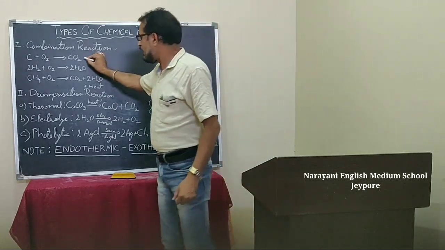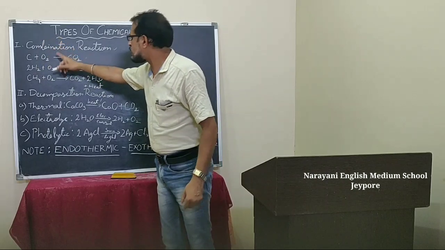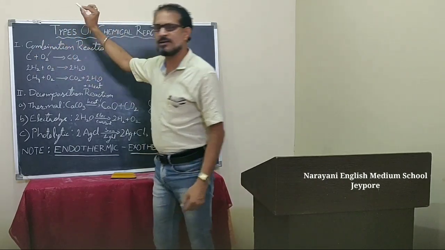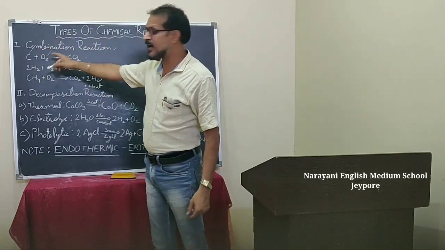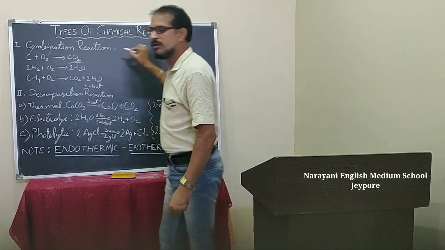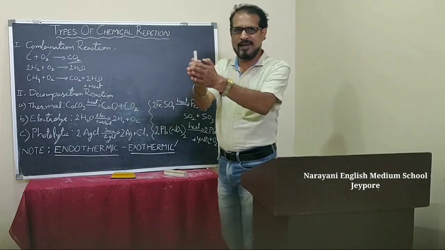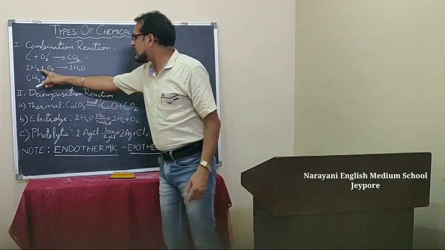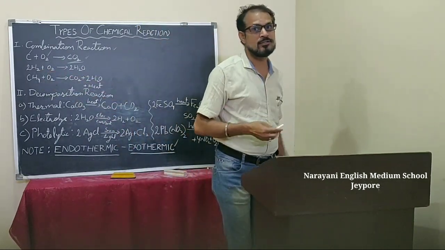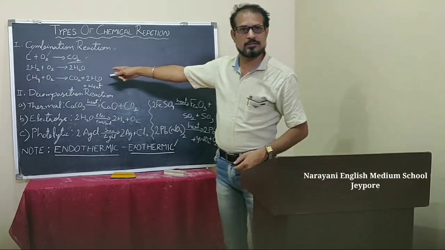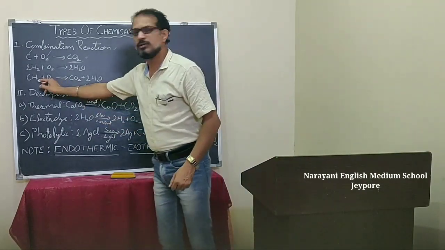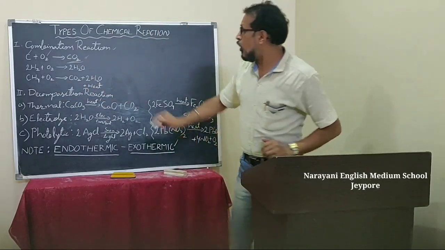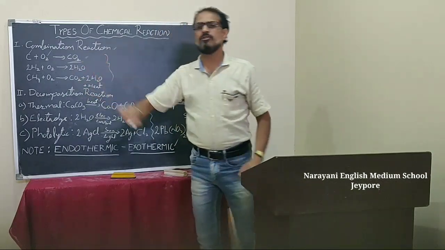Here we have carbon and oxygen. So we have two reactants, and combined, what did they give? Carbon dioxide. So they joined to get one product. One more example, similarly hydrogen and oxygen combine to form the molecule of water. Similarly methane and oxygen combine to give carbon dioxide and water. So all these are combination reactions.